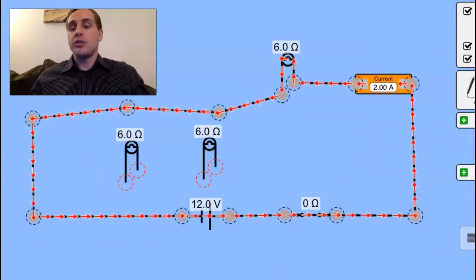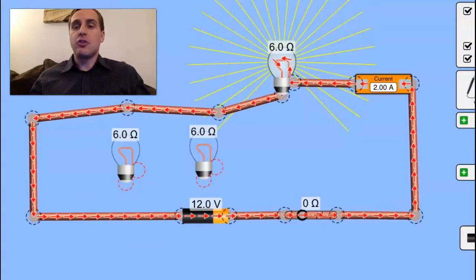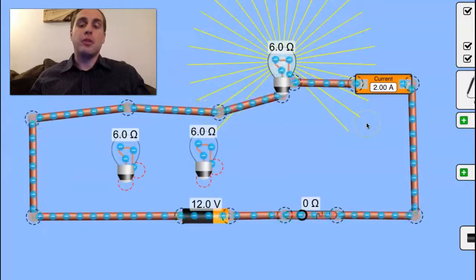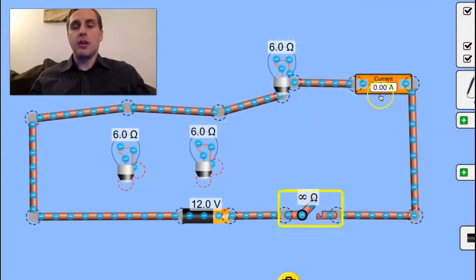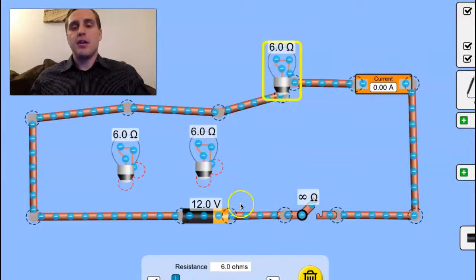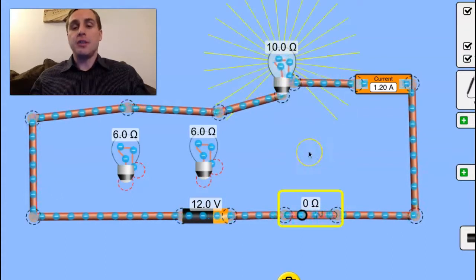Whether we show the circuit diagram or the physical devices, or if we show the conventional current or the electrons moving through the device. Notice if we open the switch, there is no electric current because there's no path for the charge to flow. Furthermore, suppose we increase the resistance to 10 ohms. From Ohm's law, we know that voltage divided by resistance is current. So 12 volts divided by 10 ohms should be 1.20 amperes. And that is indeed what we see.